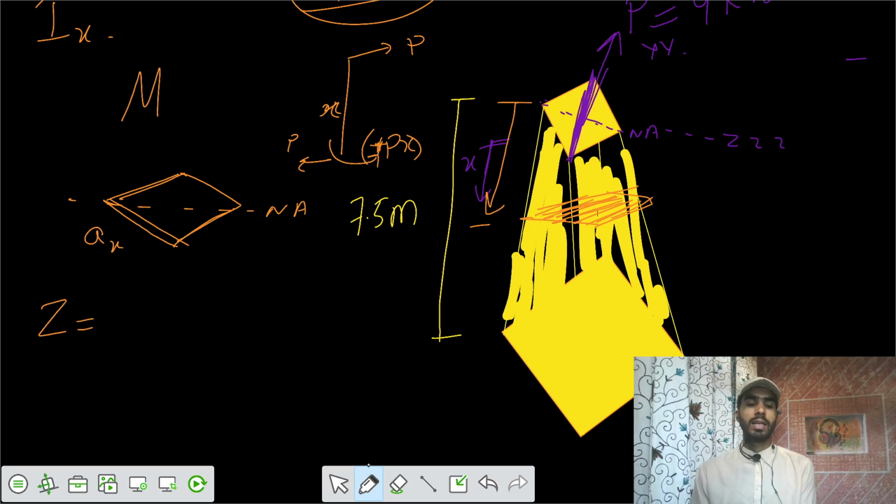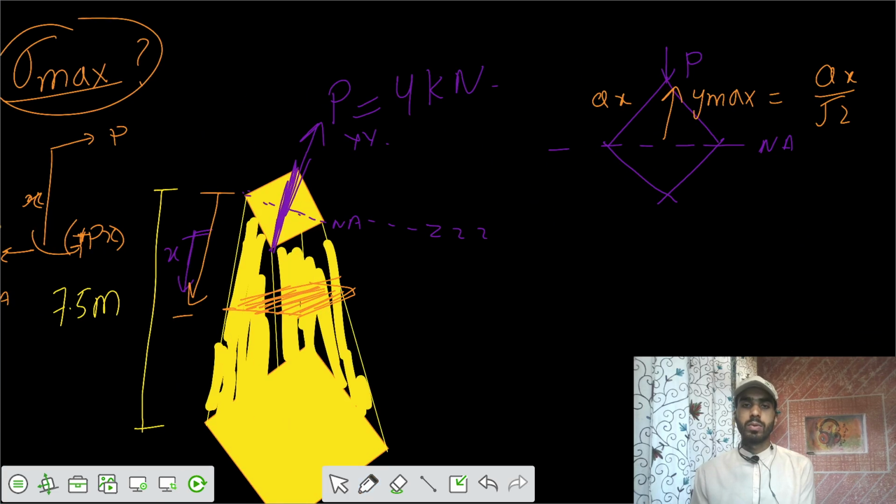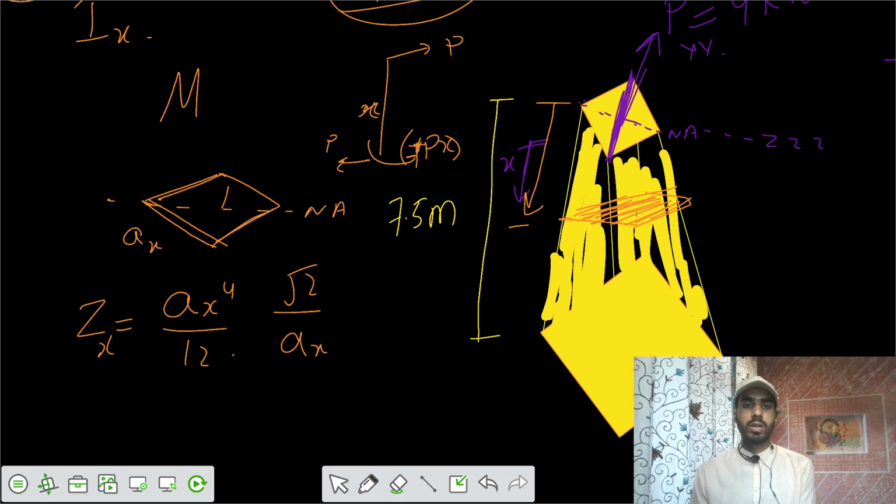We can solve that: I equals ax to the power 4 by 12, and a value of y max. What's the value of y max? From the neutral axis, if the side is ax, we can write y max as ax by root 2. So we have the value of Zx, and the value of Mx as well.